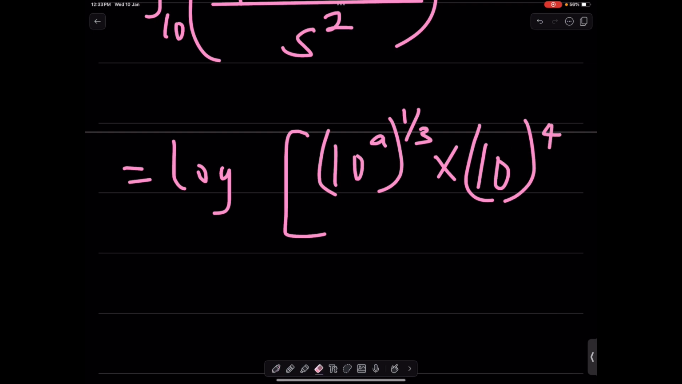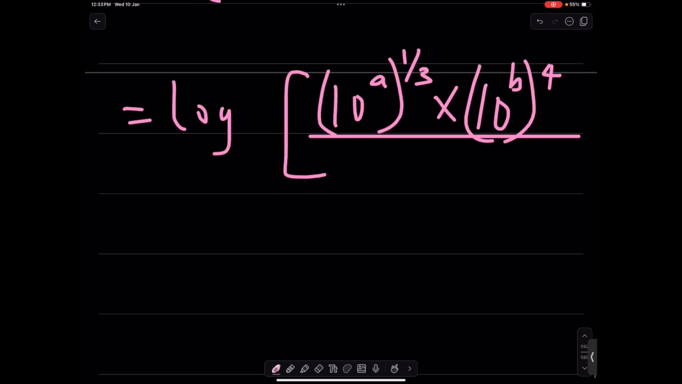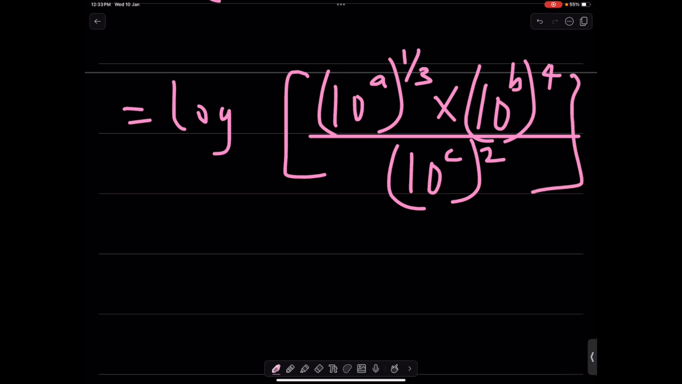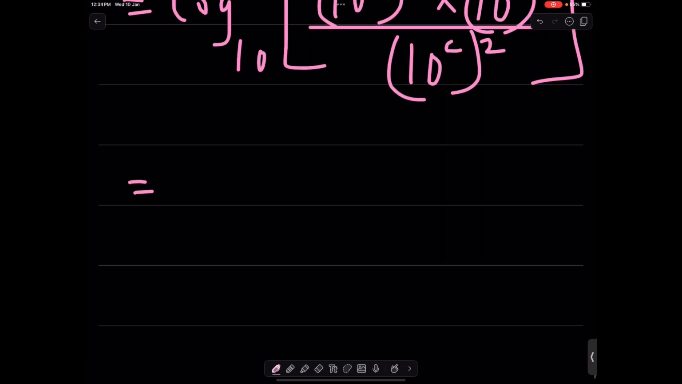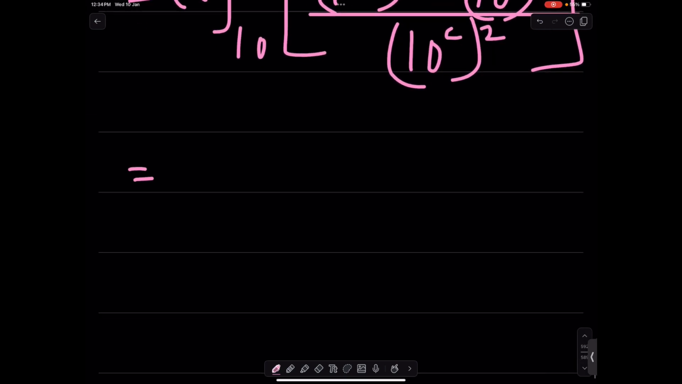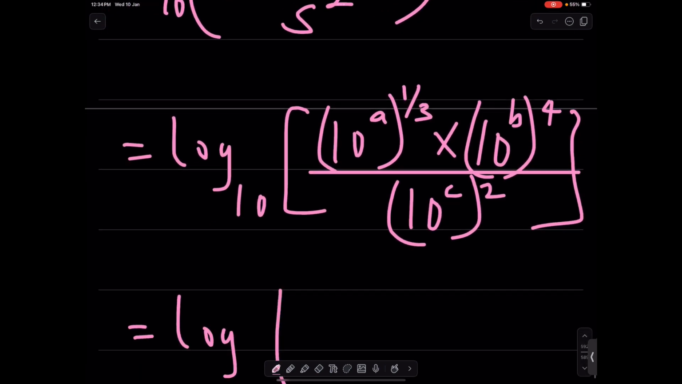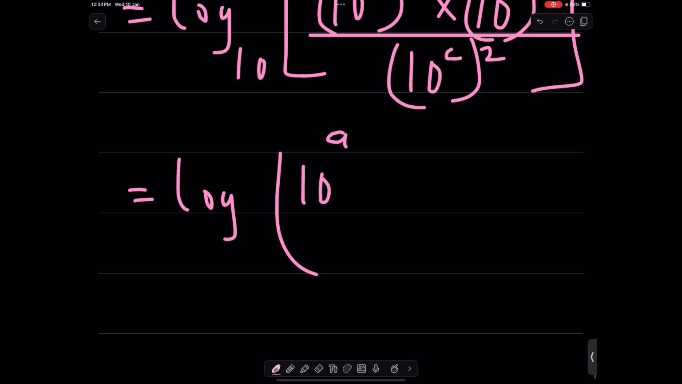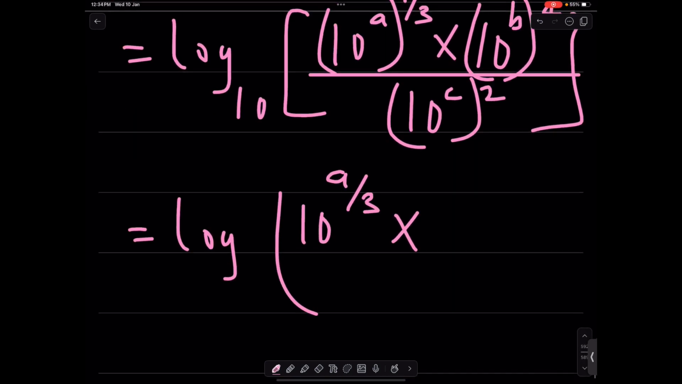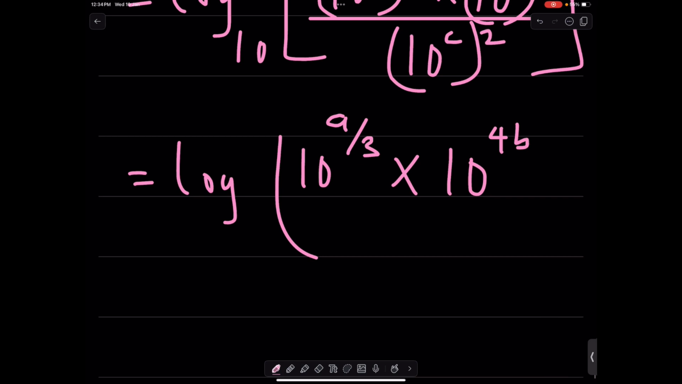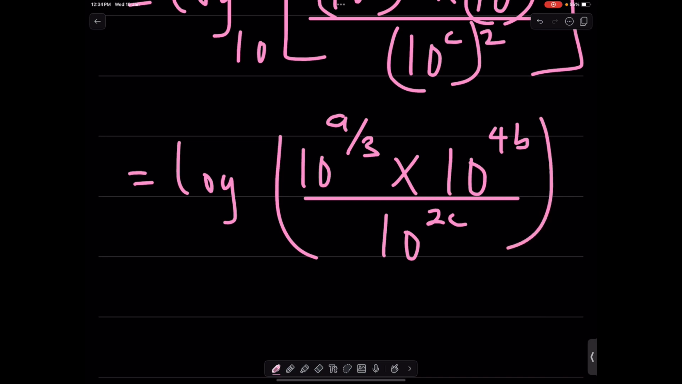10 raised to the power b raised to the power 4 all over s squared. What is s? S is 10 raised to the power c, so that's the square of 10 raised to the power c. And we close the bracket here to base 10. That simply means log of 10 raised to the power a over 3, times 10 raised to the power 4b, all over 10 raised to the power 2c, base 10.